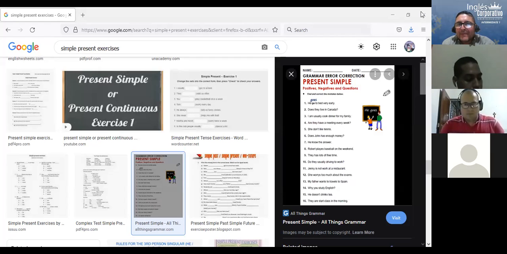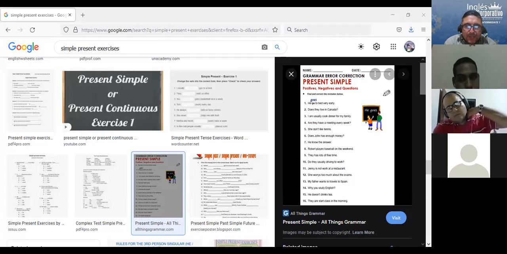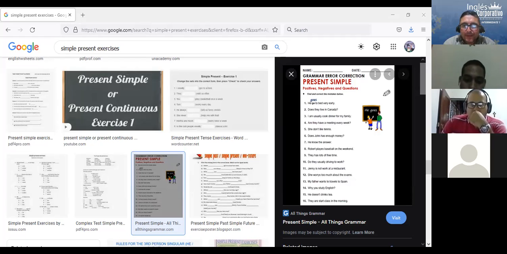Teacher, in number nine, in the word lots, do I keep the S or erase the S? Okay, let me give you an example. Bill Gates has lots of money. That's true. Or you can say Bill Gates has a lot of money. So the two options are good. I have lots of bills to pay. I have lots of problems in my life.